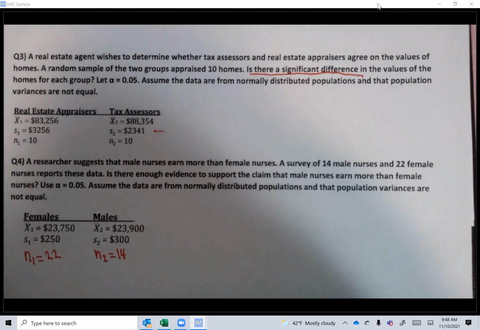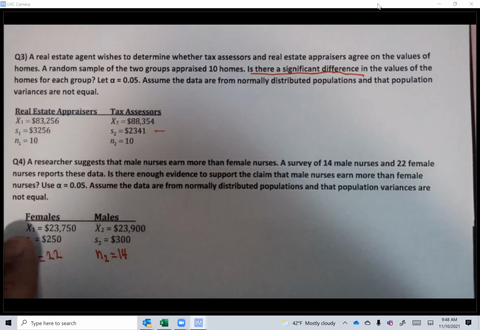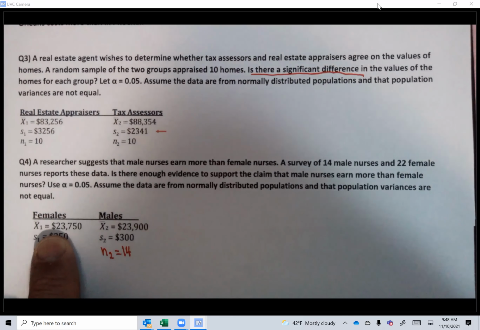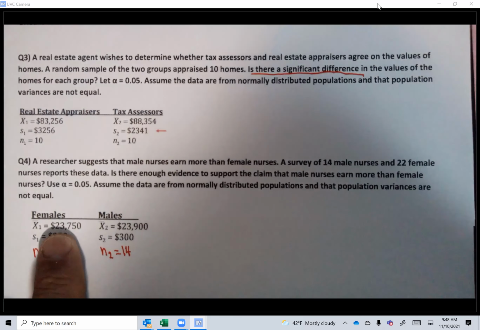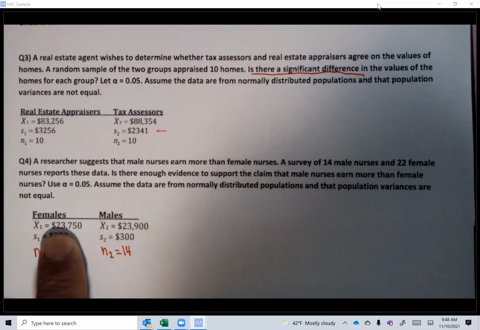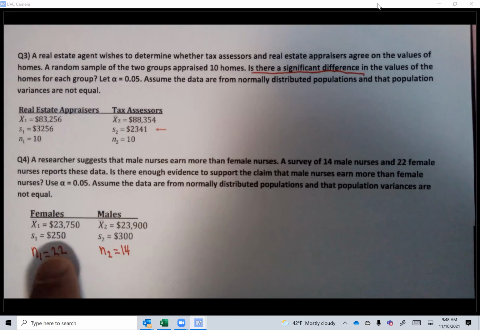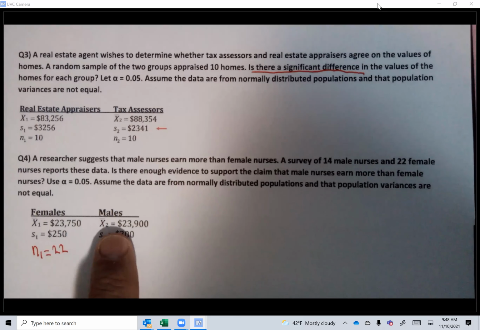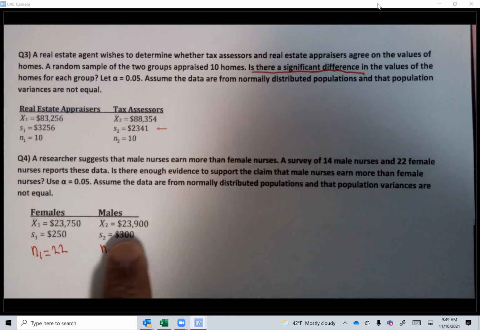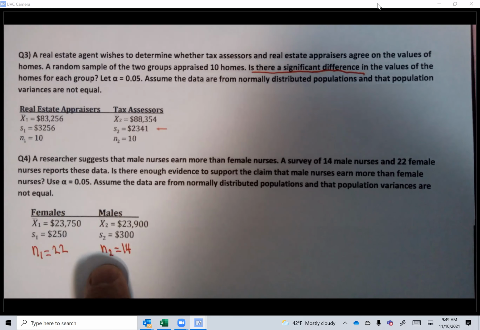reports these data. So the females on average make 23,750. It's a lot more, guys. So this data is not true. I don't want to discourage you from becoming nurses if you want to. I know nurses make a lot more than that. And standard deviation is 250. Maybe this is in 4 months or 5 months. And N1 is 22. And this is the males on average, they make 23,900 with a standard deviation of 300.